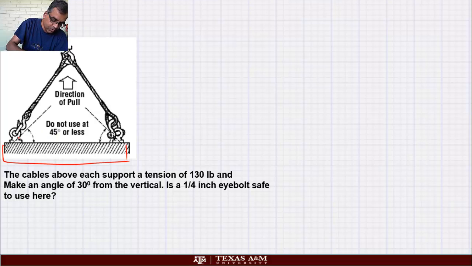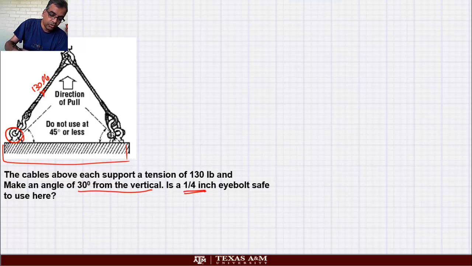Usually what it says is, notice, can you see this 45-degree line? Typically you cannot put a rope that's below 45 degrees. Now let's see what it says. It says that each rope is capable of supporting 130 pounds, and it makes an angle of 30 degrees from the vertical. So that's okay. And we are going to look at whether a 1/4 inch eye bolt, that is this thing, is safe enough. That's what we are trying to find out. Notice how we are talking about structural safety here.